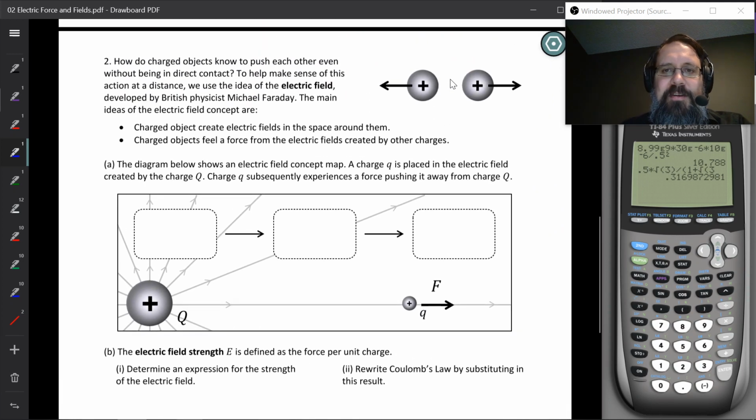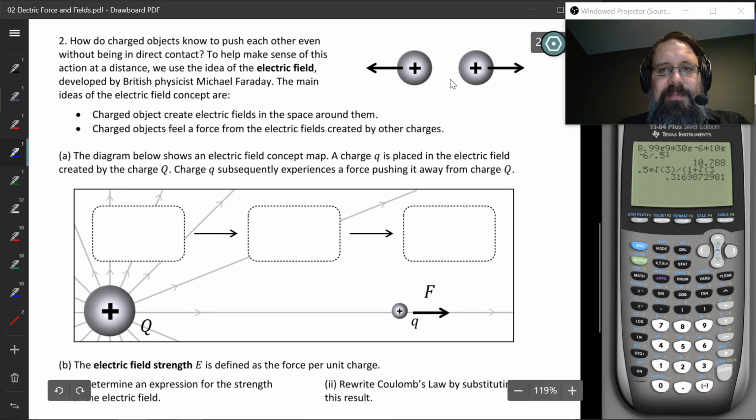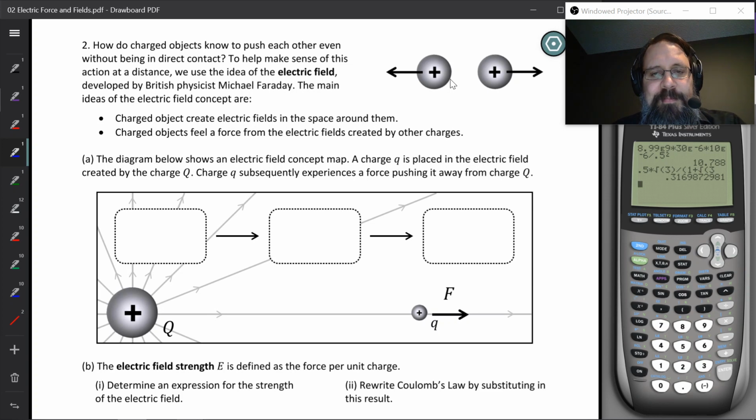Okay, let's talk about electric fields. This part's really simple. So I'm going to leave most of this for you guys to read since you're going to have this handout and print it out. But the basic idea is this. How the heck can two charges push each other when they're not touching each other?